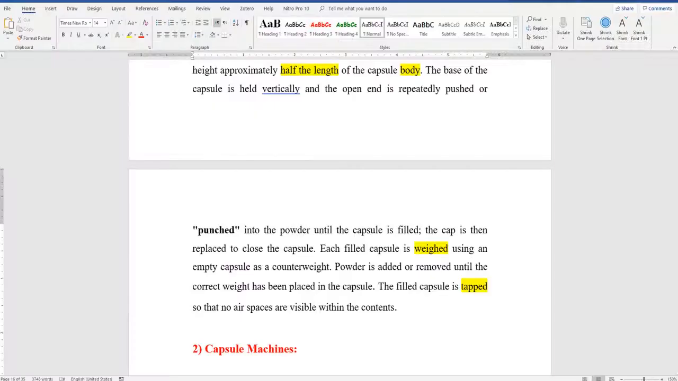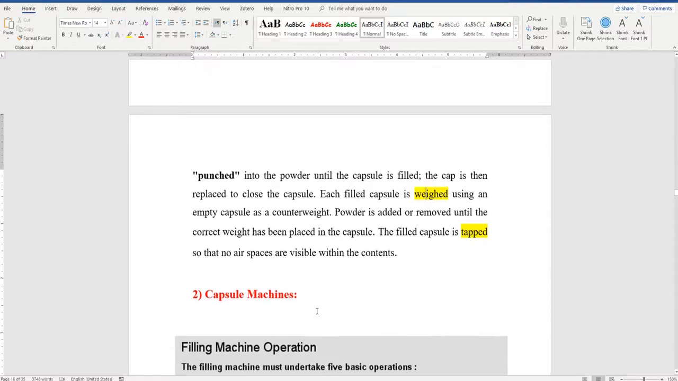Okay, so you looked at the video. Now you surely understand how the capsules are filled using the punch method. It's called the punch method. This does not require a machine to do the filling. Now, the second way is to use a machine.